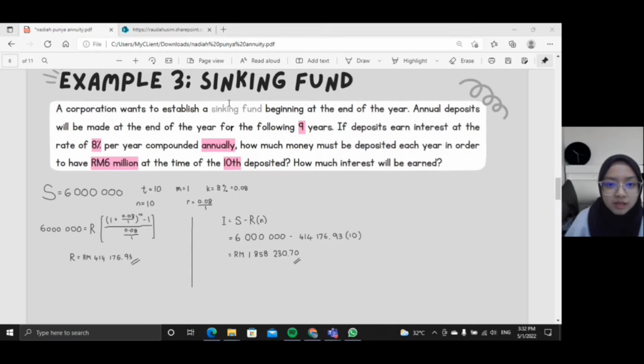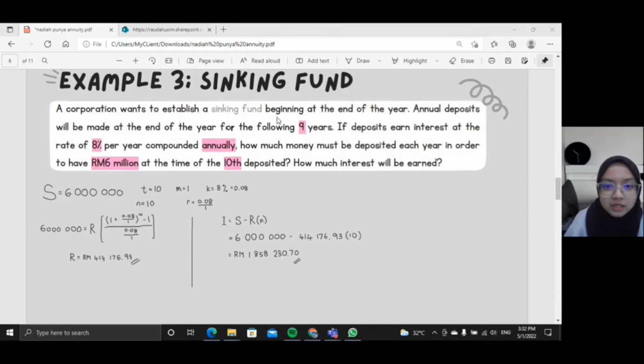A corporation wants to establish a sinking fund beginning at the end of the year. Annual deposits will be made at the end of the year for the following 9 years. If deposits earn interest at the rate of 8% per year compounded annually, how much money must be deposited each year in order to have 6 million at the time of the 10th deposit? How much interest will be earned?